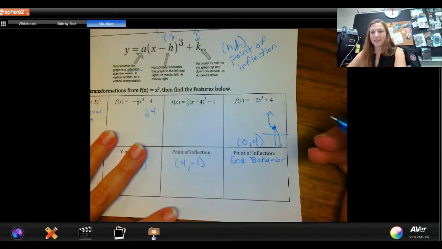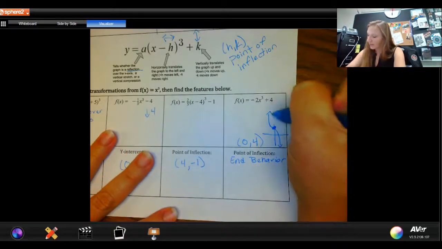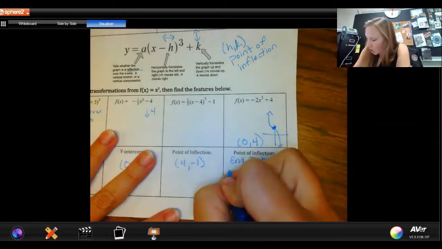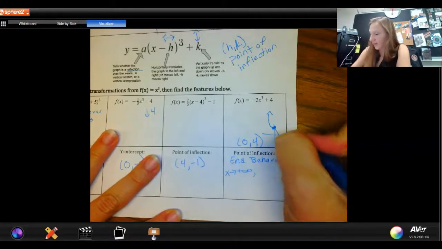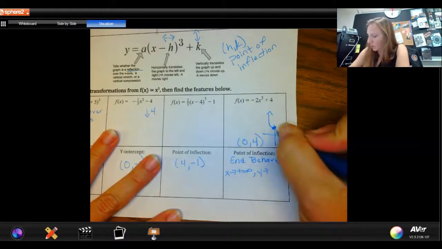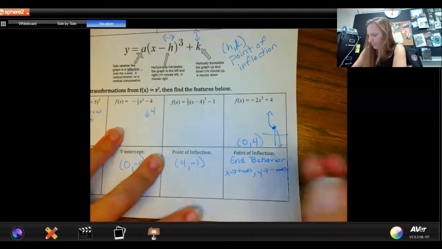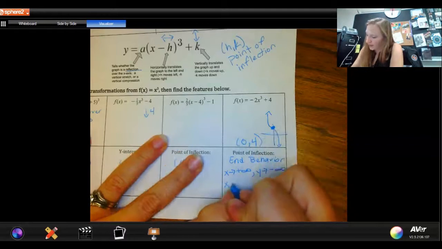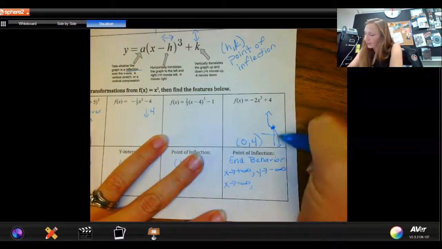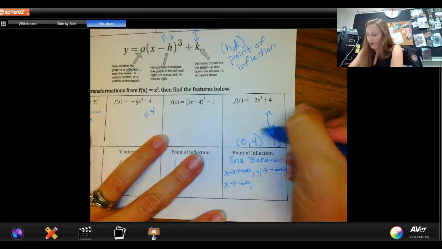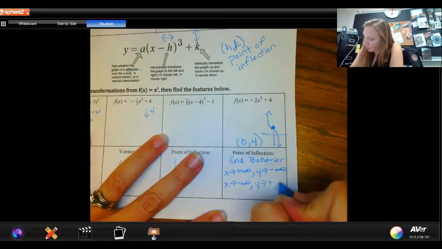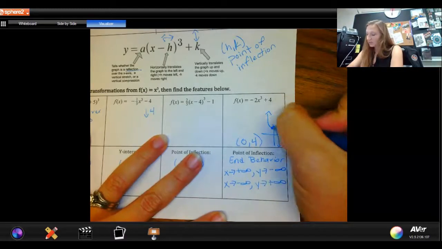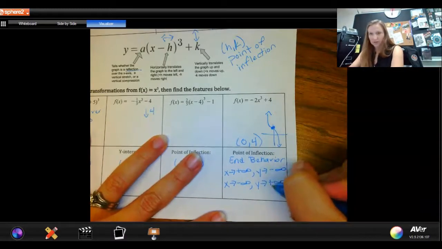So if I want to talk about the end behavior, I want to know what is happening at the ends of the graphs. So as x is approaching positive infinity, so on this side of the graph, the y's are approaching negative infinity because it's going down. Now let's talk about the other side of the graph. As x is approaching negative infinity, so as I'm going this way on the graph, my y's are going up. So the y's are approaching positive infinity. Had this graph been going down, I would just change that to negative infinity.